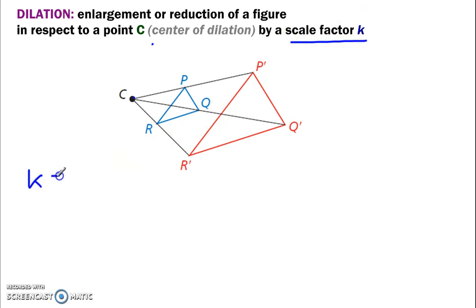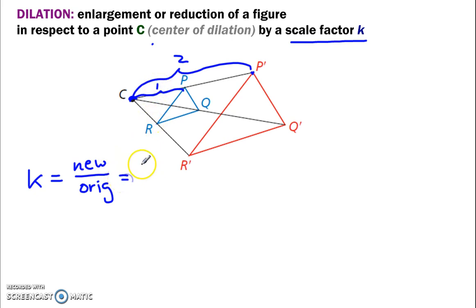Now k is found by taking the distance from C to the new point, P prime, so this new distance over the original distance. That is our scale factor. So, for example, just an easy example, if this distance right here was 2, and the distance from C to P was 1, then our scale factor would be 2 over 1, new to original. We could also write that k is C to P prime over C to P.